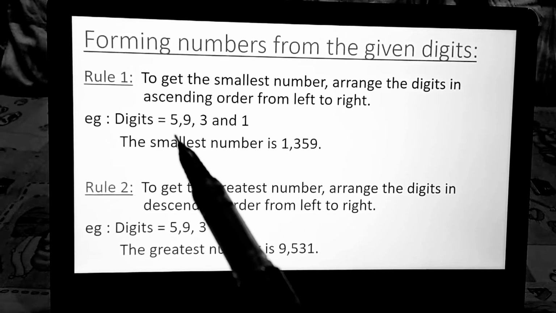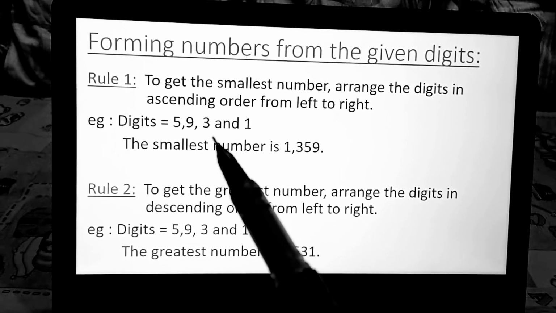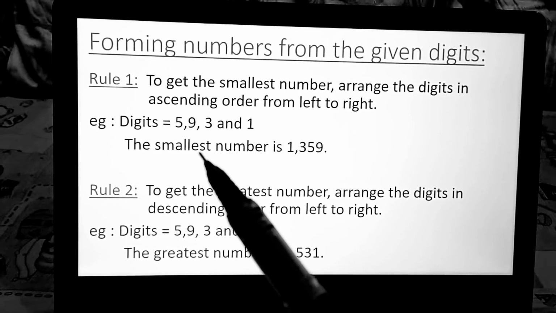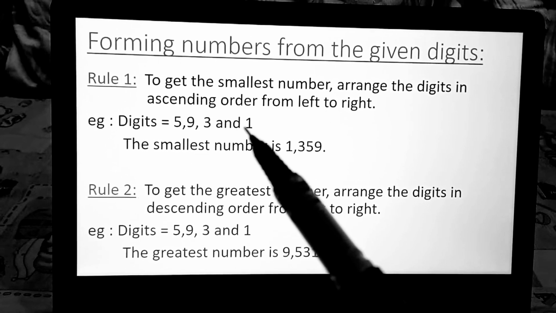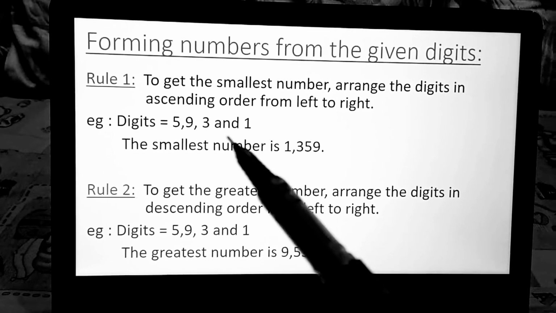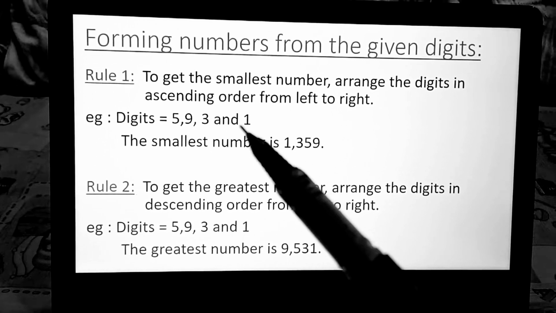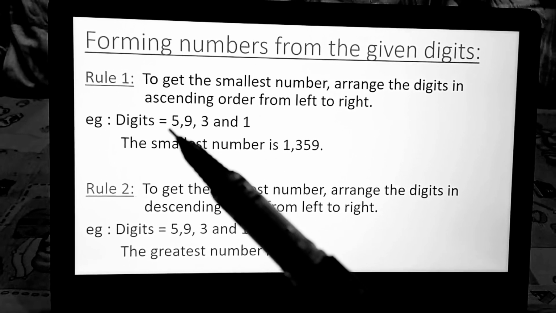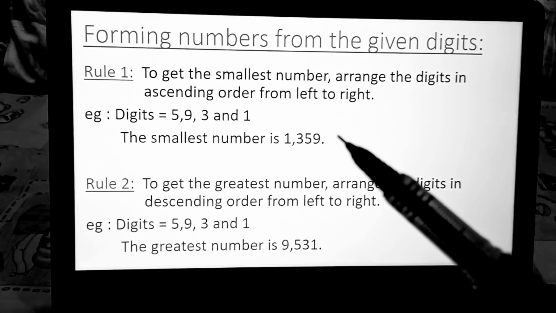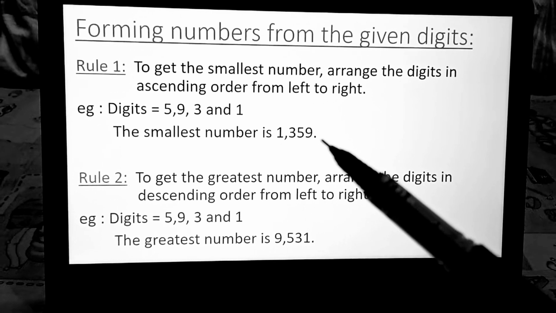Suppose we have been given digits 5, 9, 3 and 1 and you have to form the smallest number. So what we will do? We will arrange these digits in ascending order. Okay, so which is the smallest digit? 1, then 3, then 5, then 9. So we form number 1359. That is 1359.